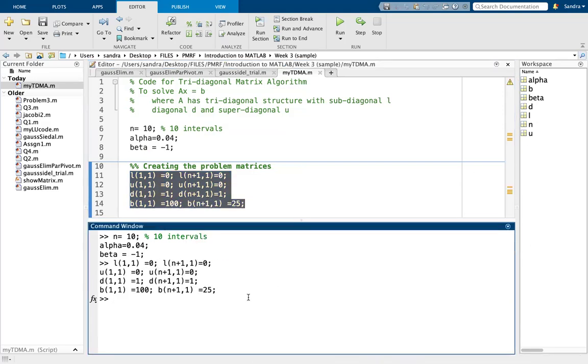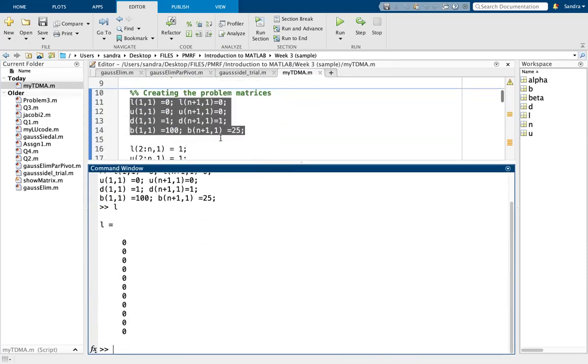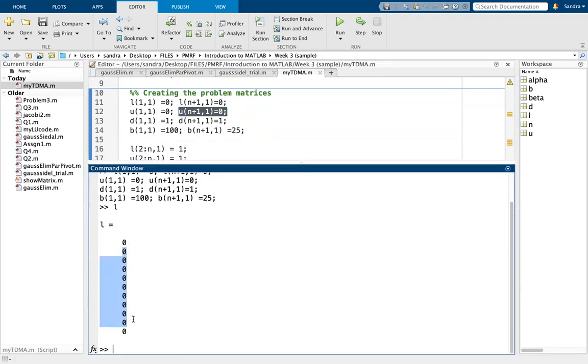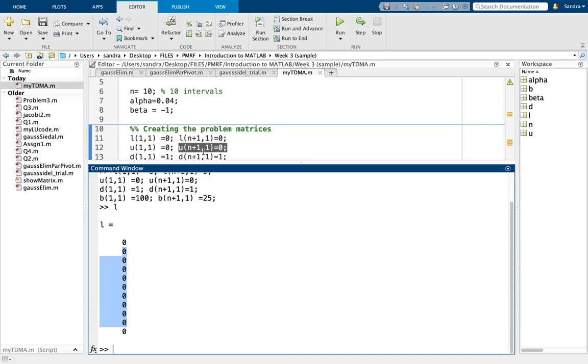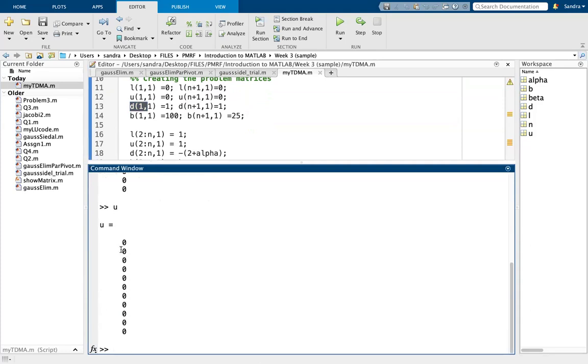When you run this code, I'll show you. This is what L looks like. I've only done L11 and N plus 1. The first element is 0, and the last element is also 0. This part I have not modified right now. Initially I have just defined it to be zeros. For U also, I've only declared the first two values. The rest are automatically defined as zeros. This I'll modify later.